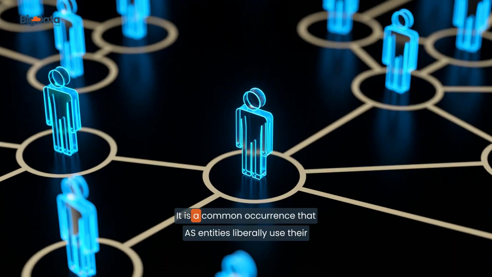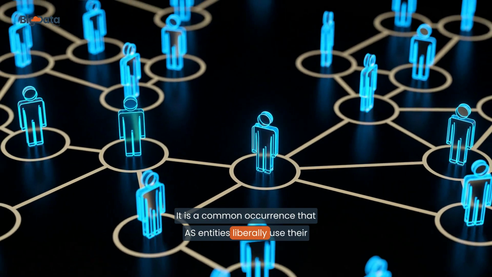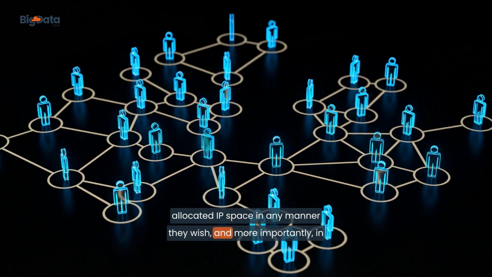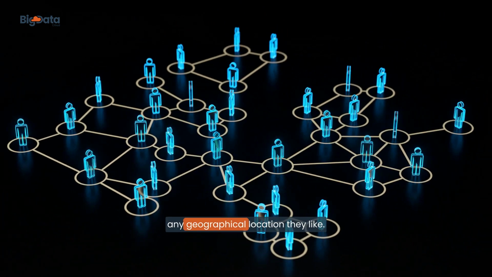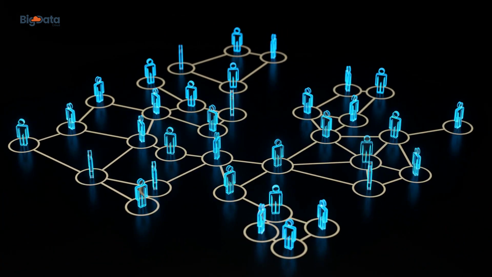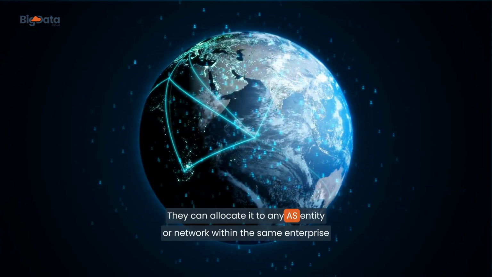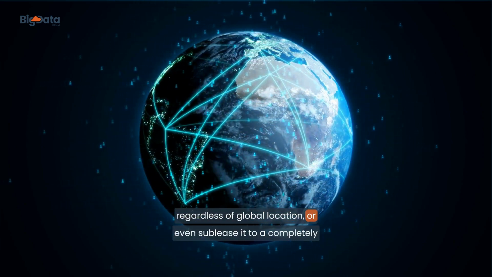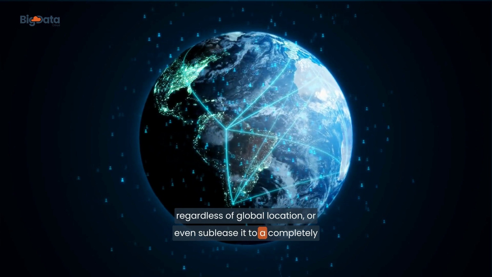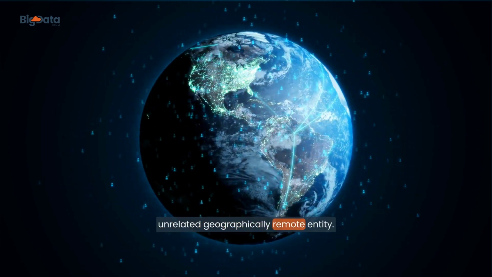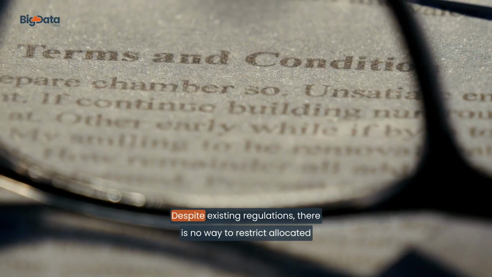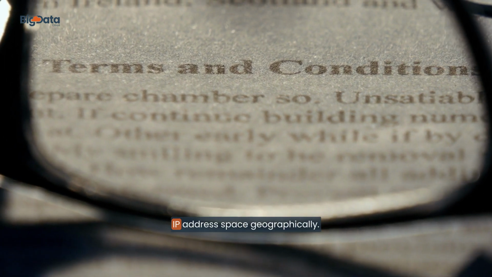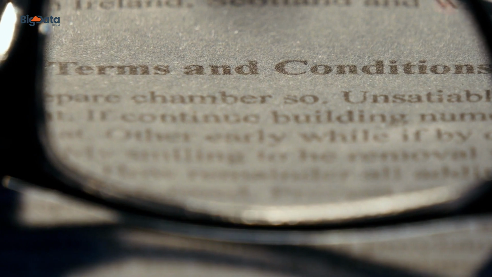It is a common occurrence that AS entities liberally use their allocated IP space in any manner they wish, and more importantly, in any geographical location they like. They can allocate it to any AS entity or network within the same enterprise, regardless of global location, or even sublease it to a completely unrelated, geographically remote entity. Despite existing regulations, there is no way to restrict allocated IP address space geographically.